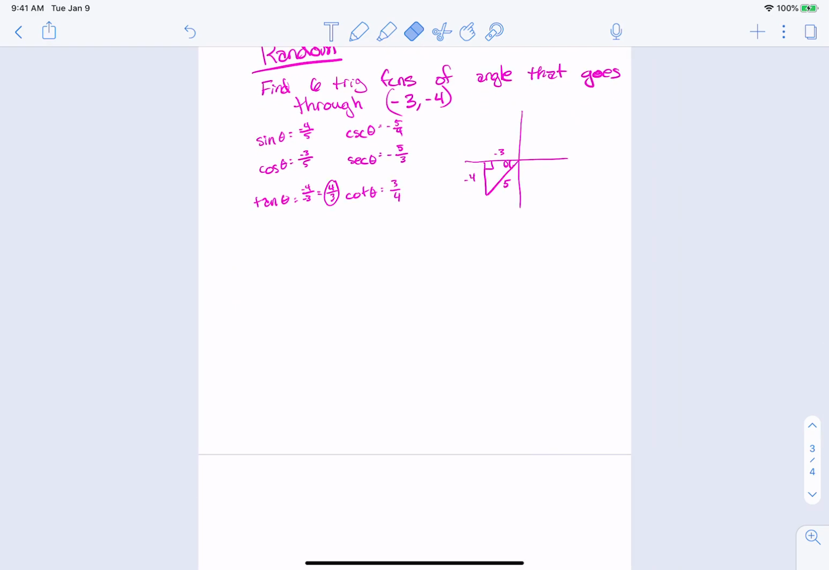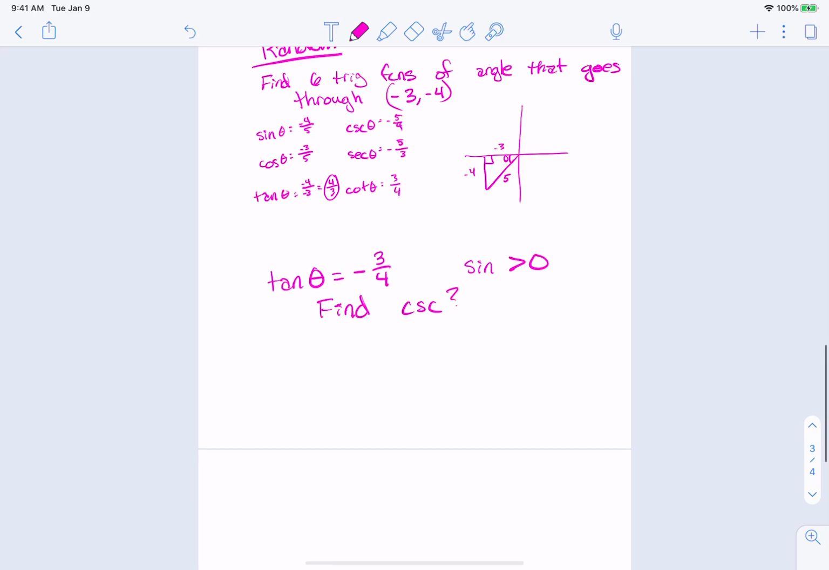Okay, what if I say tangent of angle theta equals -3/4, and sine is greater than 0. What the heck does that mean? And I say find cosecant.